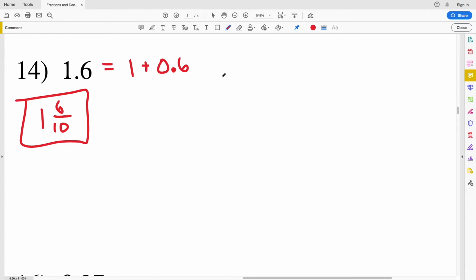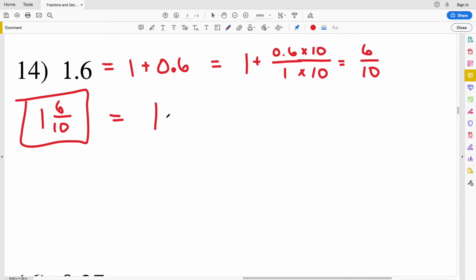1 6/10. If you want to see that done out more in depth, we'll have 1 and 0.6 over 1. We would need to multiply both of those by 10, so both the numerator and denominator, to get 6 over 10, which could then be simplified down. 1 6/10 simplifies down into 1, and dividing both of those by 2, 6 divided by 2 is 3, and 10 divided by 2 is 5. 1 3/5 is our solution in number 14. So that's another way to think about how to write a fraction.